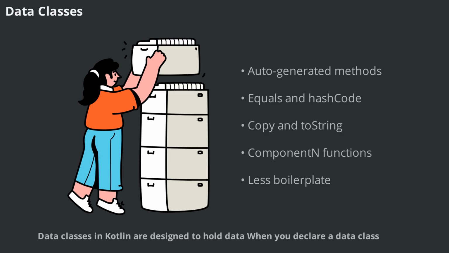Data classes in Kotlin are designed to hold data. When you declare a data class, Kotlin automatically generates useful methods like equals, hashCode, toString, copy, and componentN. This saves you from writing repetitive code and makes your data models more powerful and concise. For example, a user data class can be compared, copied, and printed with minimal effort.